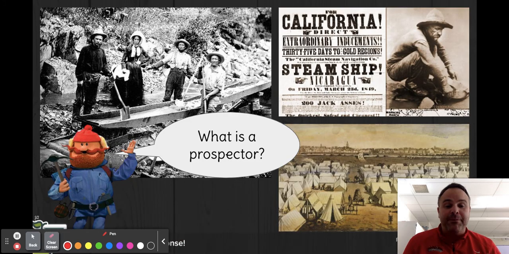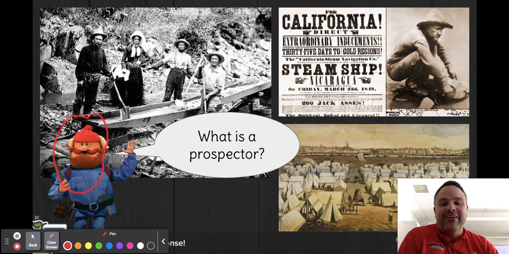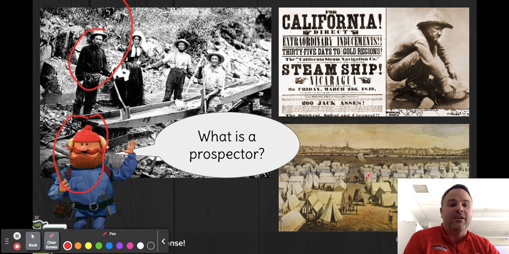So what happens is you have a whole host of prospectors rushing west. And just like this guy right here, a prospector, you see here, mainly men, sometimes women, and they were simply people going west in search of precious materials, precious minerals, here, gold, to strike it rich.